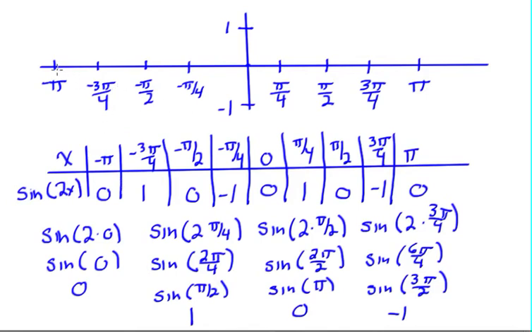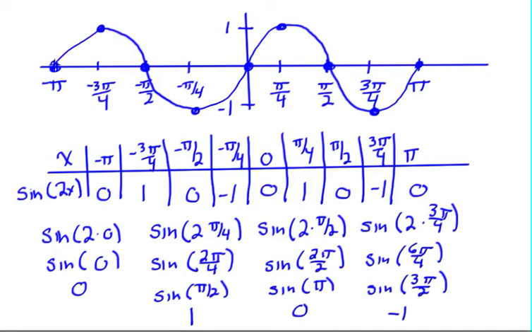At -pi we are at 0, -3 pi over 4 we are at 1, -pi over 2 at 0, -pi over 4 at -1, 0, 1, 0, -1, 0. Notice I'm going a little bit faster with plotting the points this time. You should be getting the hang of that. And then we'll play connect the dots. Nice smooth mountains and rounded off valleys. No, we don't want any jagged peaks here. Please continue to work on that.